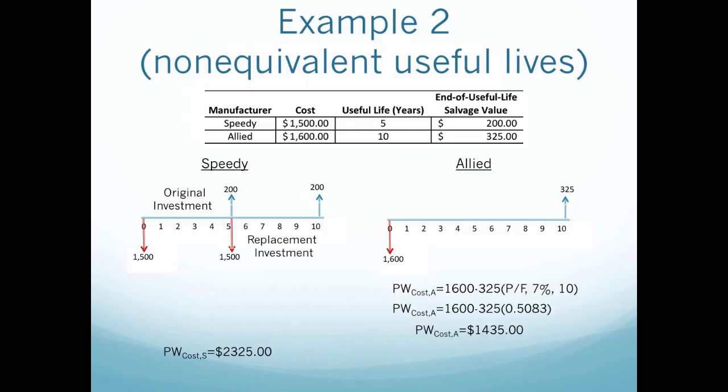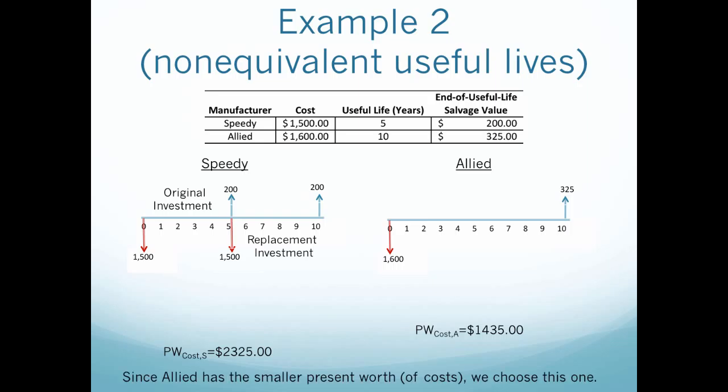So once again, all that means is in order to pay for the equipment from Allied, I would need to spend $1,435 today for that equipment over the next 10 years. Okay, so then if I compare these two, keep in mind we are comparing costs this time. So I would want the smaller of the two costs. So since Allied has the smaller present worth of costs, we are going to choose this one.